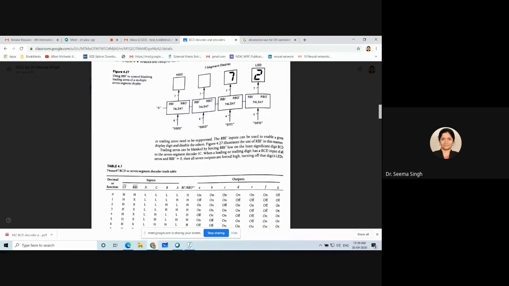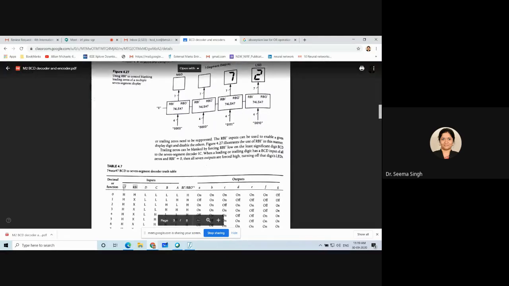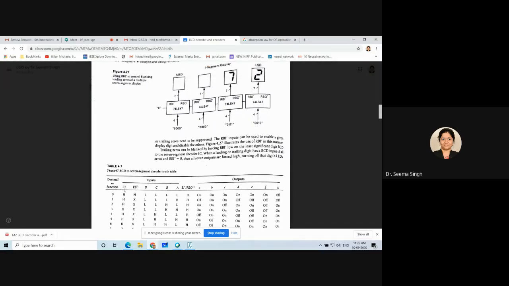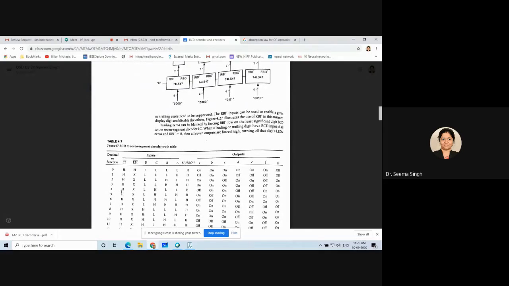So I will tell you what inputs they are. One is this LT bar. LT means lamp test. You will do this in your lab also, so it is better that you understand it completely. Lamp test is an active low input. This is only for testing the lamp, that it is working. If you want to test the lamp, at that time you make it 0 and you test your lamp.